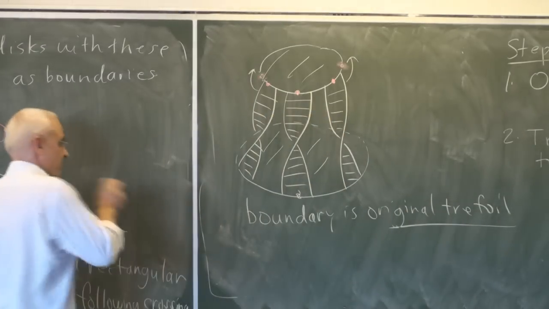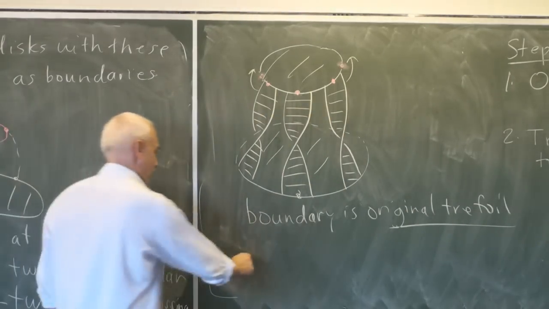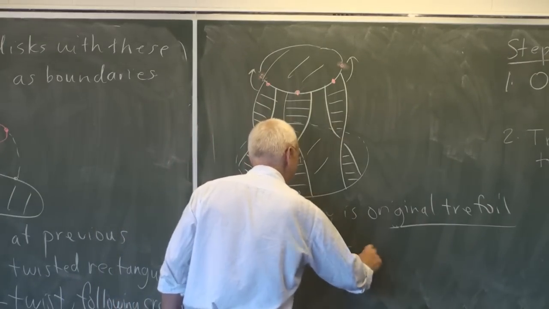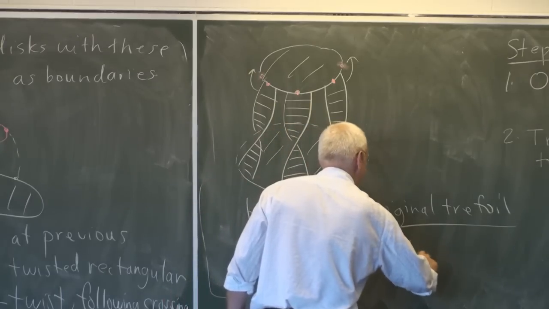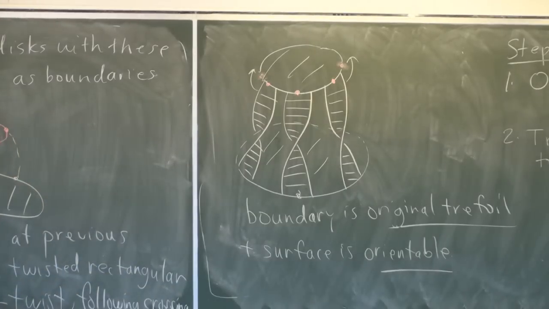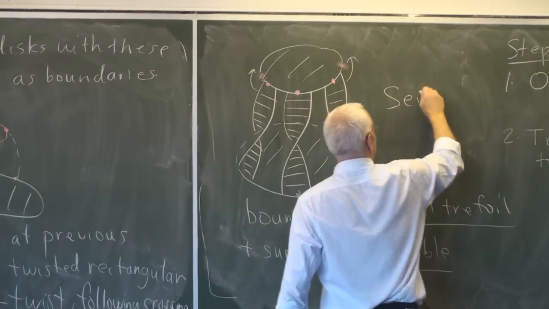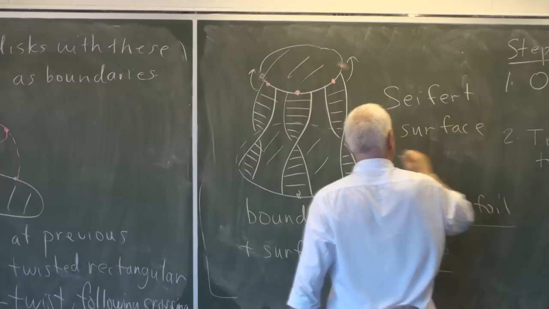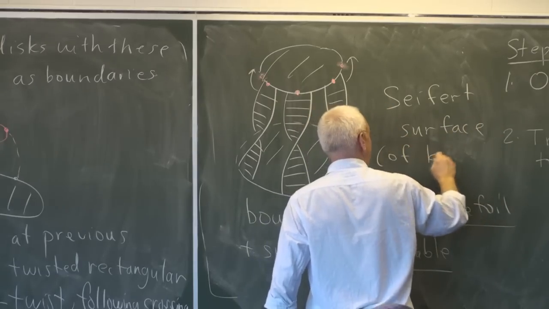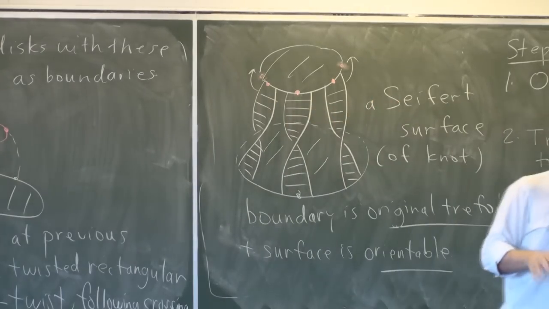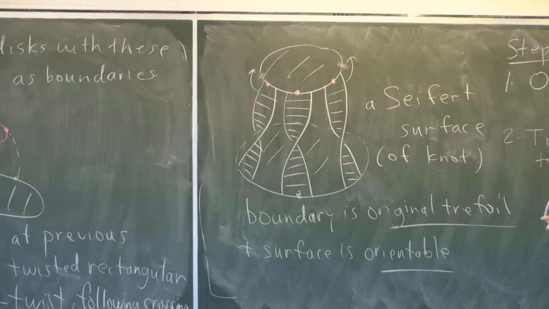And a little bit of thinking shows that this surface is orientable. And it's called a Seifert surface of the original knot. Well, it's a Seifert surface of the original knot because it depends on the planar diagram that we used.